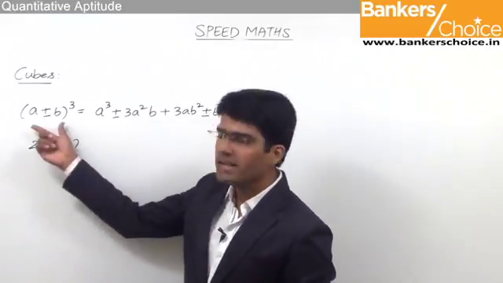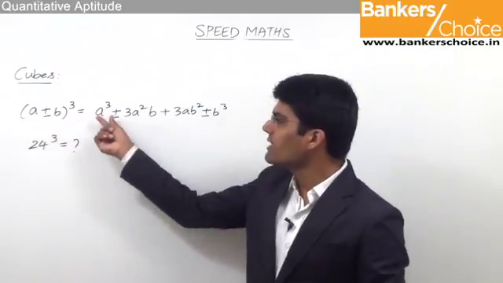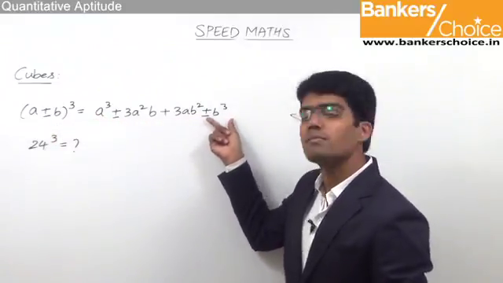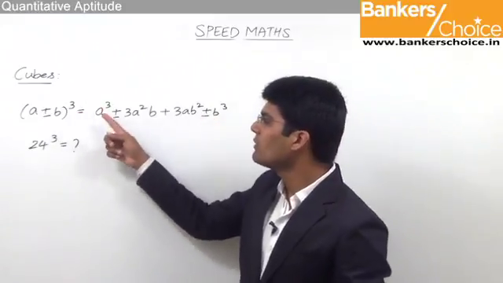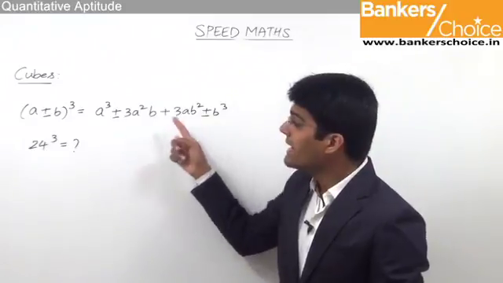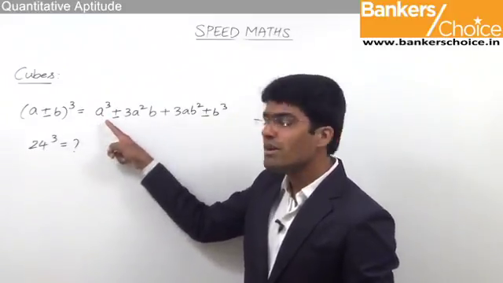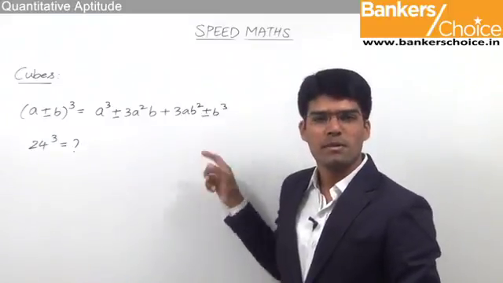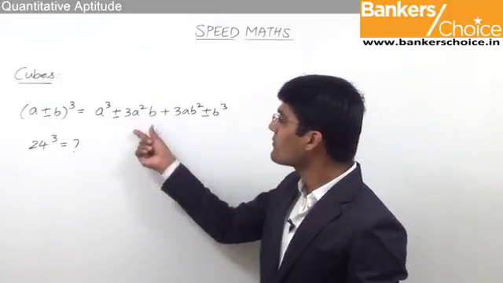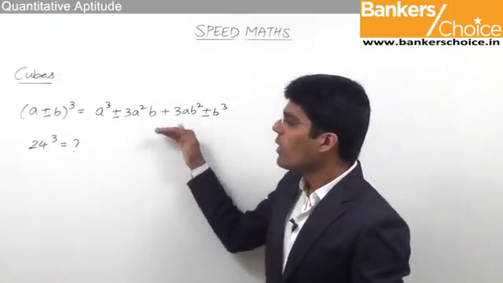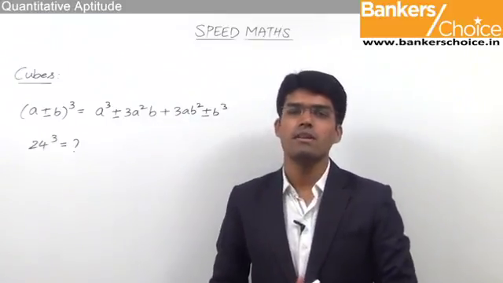Now (a plus or minus b) whole cube is nothing but a cube plus or minus 3a squared b plus 3ab squared plus or minus b cube. That means (a plus b) whole cube will be a cube plus 3a squared b plus 3ab squared plus b cube, and (a minus b) whole cube will be a cube minus 3a squared b plus 3ab squared minus b cube. But friends, as you can see here, there are 4 terms which have to be simplified. So that is the reason we will avoid using the formula (a plus or minus b) whole cube.